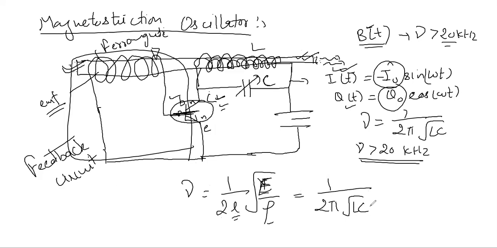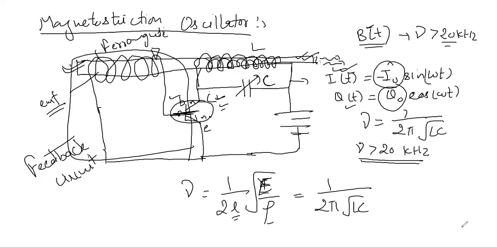Let me repeat that: the magnetostriction oscillator is based on the magnetostriction effect. You need to explain the magnetostriction effect and then you need to tell the construction. You have a transistor here, you have a tank circuit here, you have a battery here. Sorry, I forgot to add a negative here. You have a battery here for providing the bias or the voltage to the transistor, and you have a ferromagnetic rod which is clamped here.